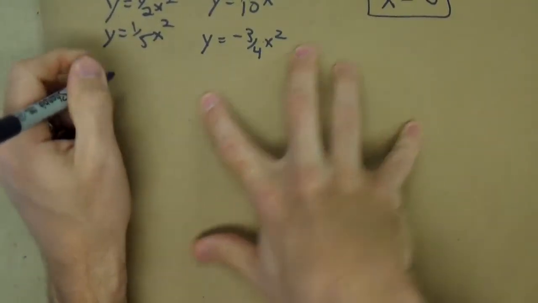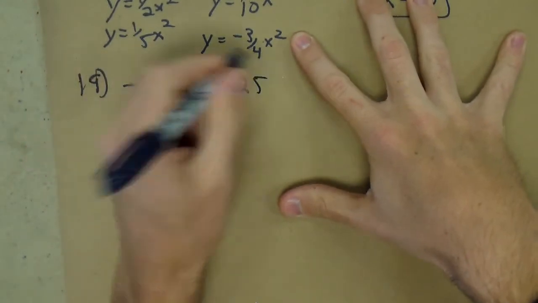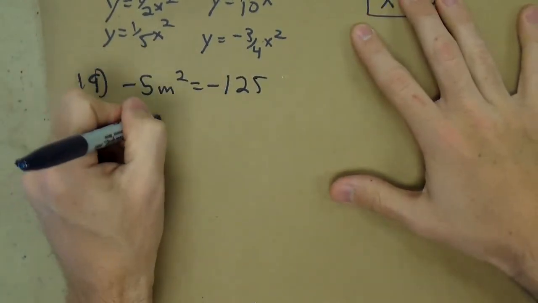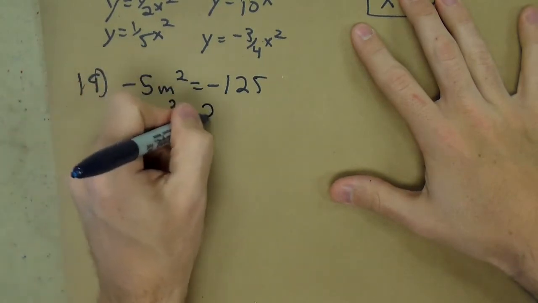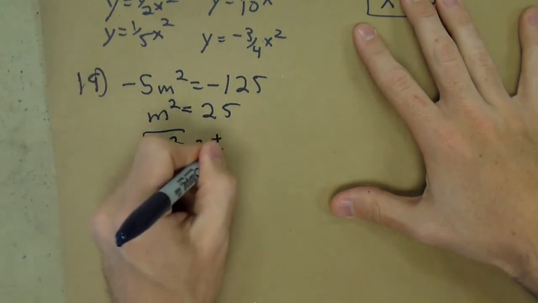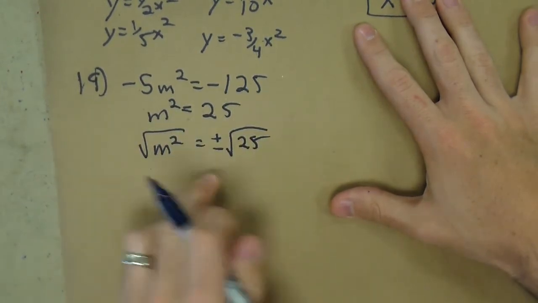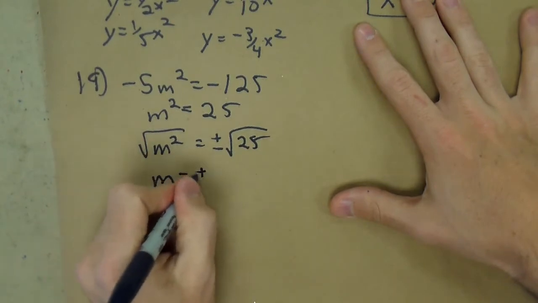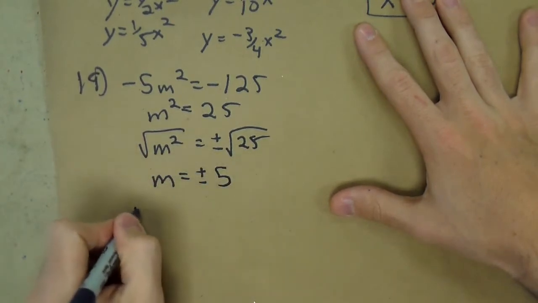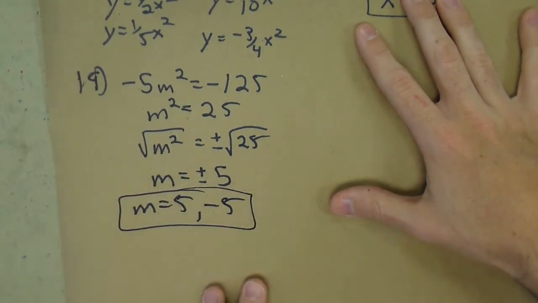If we go to 19, we have negative 5m squared equals negative 125. We divide both sides by negative 5. Be careful with the negative. It gives you a positive 25. We now take the square roots of both sides, and because it could be a positive or negative, I put plus or minus root 25. So m equals plus or minus 5. So you could have m equals 5 and negative 5. So you have two solutions for that.